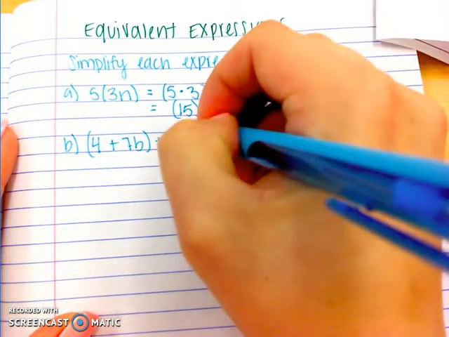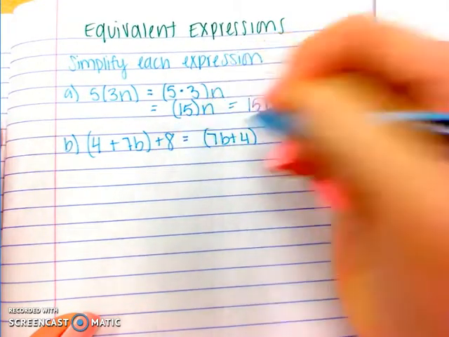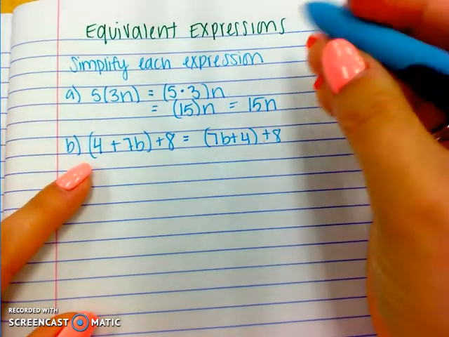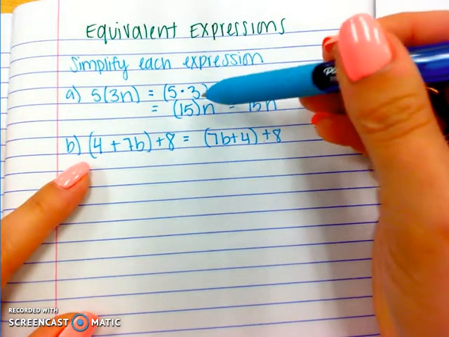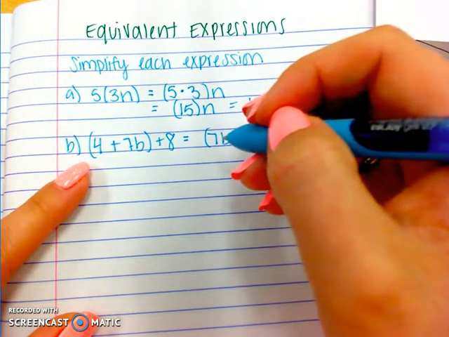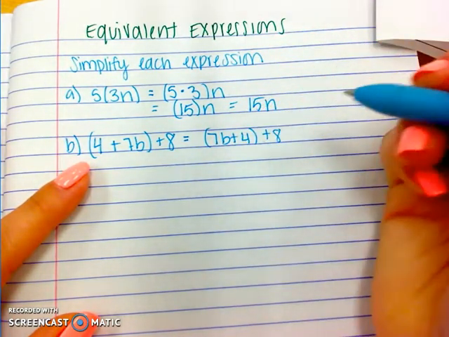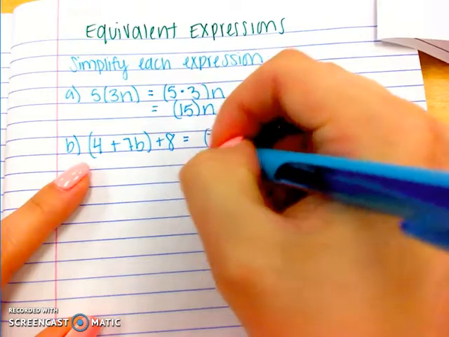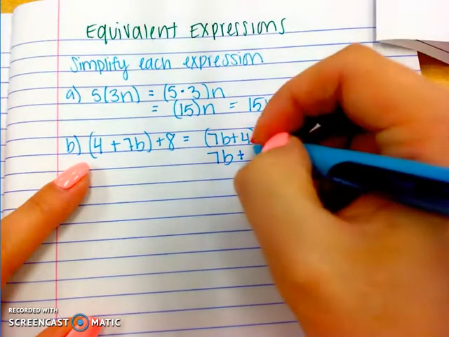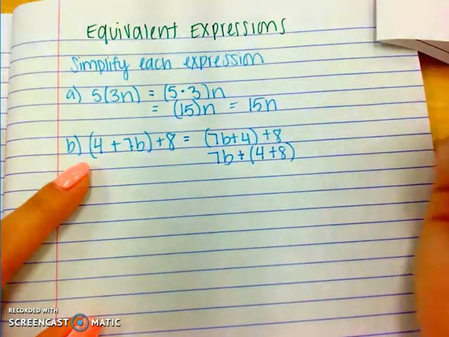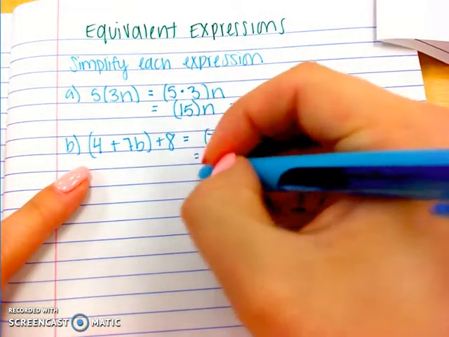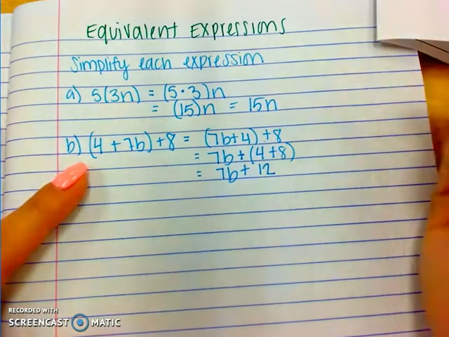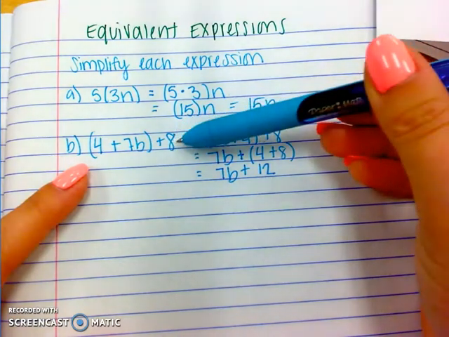Okay, 7b plus 4. I'm commuting that and then leaving that plus 8. And then what I'm also going to do is apply the associative property of addition, just like I did here. By not associating the 7b and the 4, I want the 4 and the 8. So 7b plus, I'm going to associate the 4 plus 8 so that I can simplify down. Okay? So 7b plus 4 and 8 is 12. And that is a simplified version of my original question.